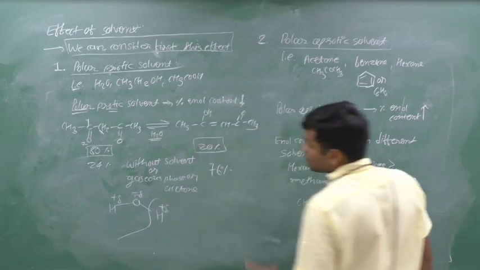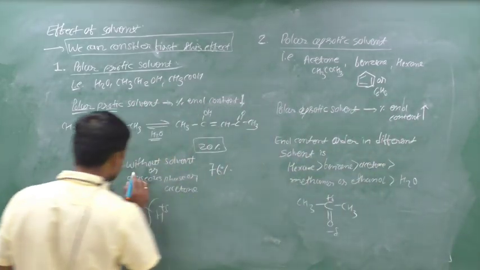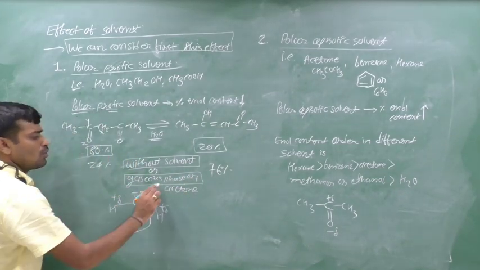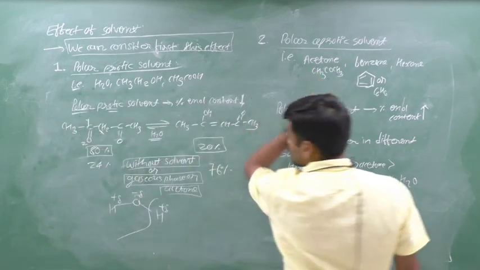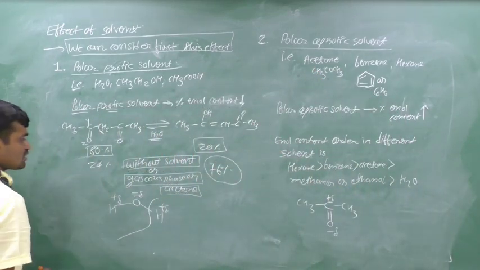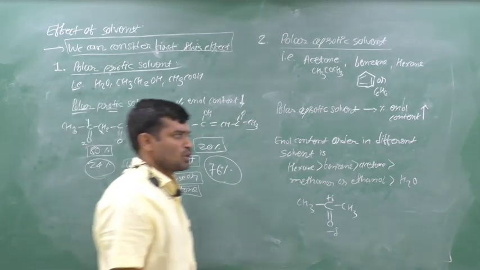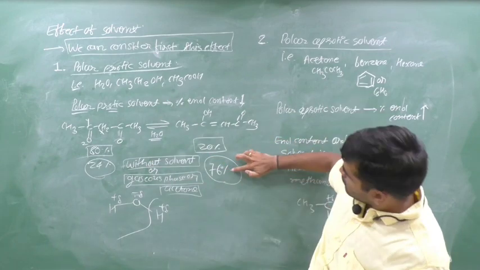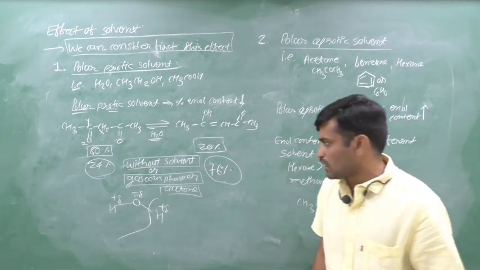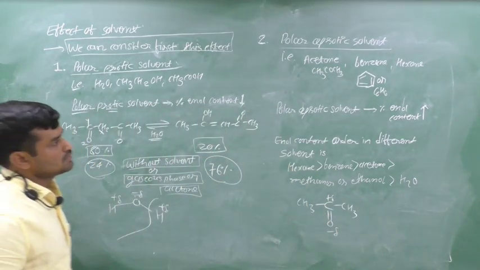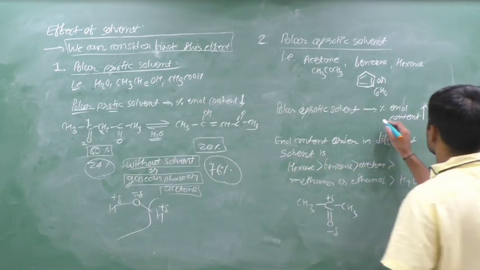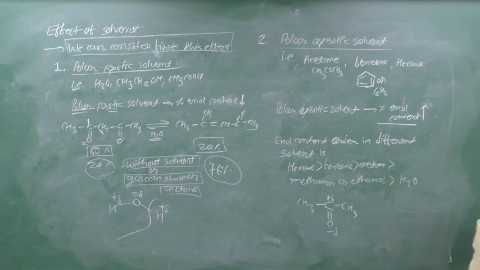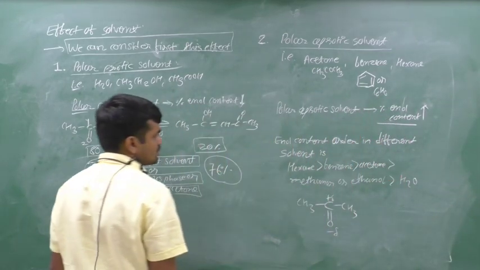But if we discuss this tautomerism without solvent, meaning no solvent at all, or in the gaseous phase, or in acetone, which is polar aprotic, then the enol content is 76% and the keto content is 24%. Therefore the presence of polar protic solvent decreases the enol content, clear? And in polar aprotic solvent the percentage of enol content increases.